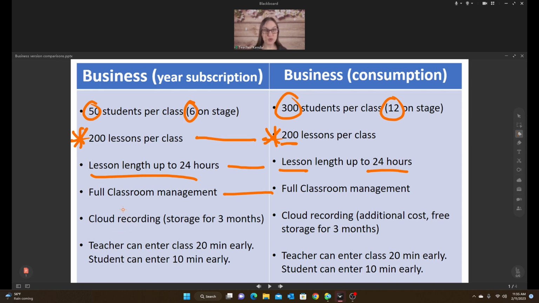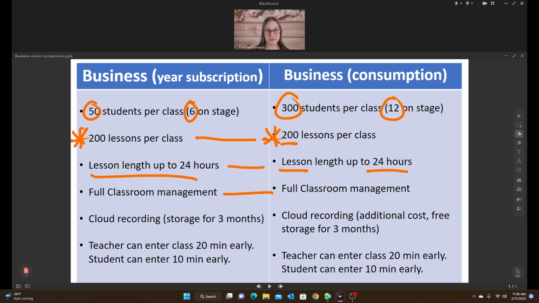Cloud recording. This is where the two different models are a little bit different. So with the cloud recording, that means that you can set ClassIn to automatically record the lesson. So with free, you'd have to click on the little button up here to record manually. Then you'd save it to your computer, and then you'd have to send that recording to the student via WeChat or on ClassIn. With the cloud recording, you don't have to do that. It saves you some time.